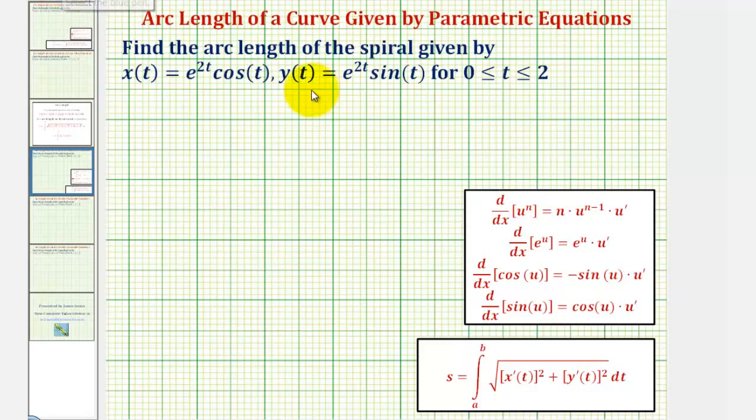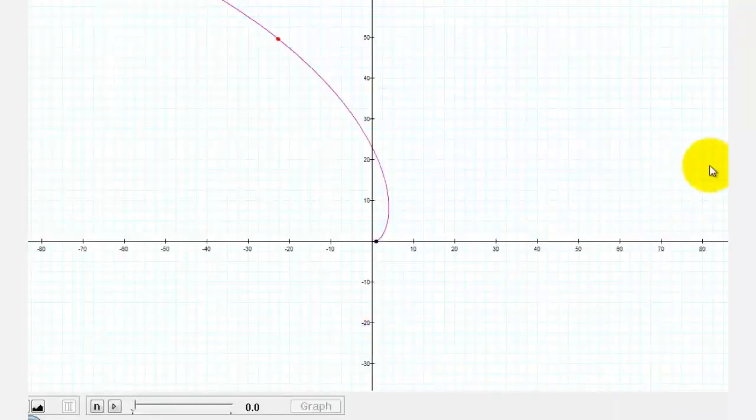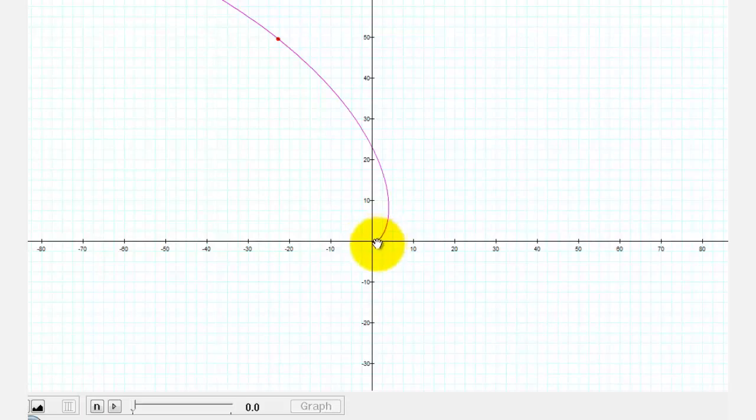We want to find the arc length of the spiral given by the parametric equations for t on the closed interval from 0 to 2. Let's begin by looking at this graphically. The graph of the spiral looks like this, and when t equals 0, we'd be at this point on the spiral, and when t equals 2, we'd be at this point on the spiral.